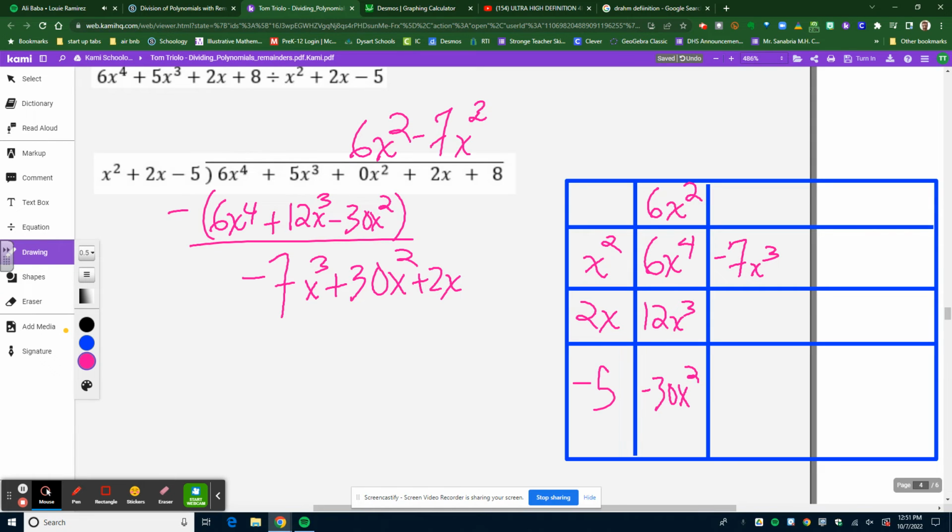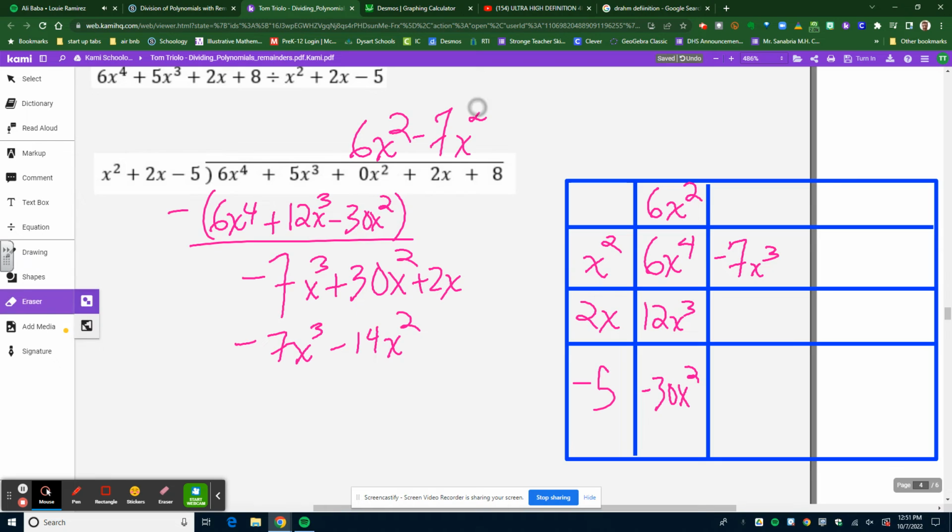So I have negative 7x squared times that gives me negative 7x cubed. Negative 7x squared times 2 is a minus 14x squared. Negative 7x squared times 5. Oops, that should just be negative 7x. There you go, is positive 35x.